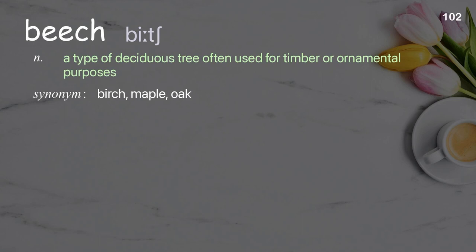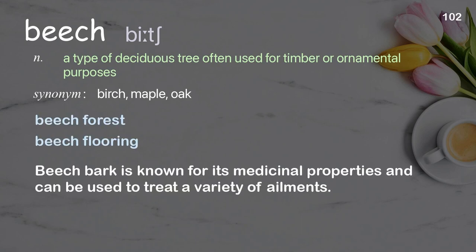Beech. A type of deciduous tree often used for timber or ornamental purposes. Examples: Beech forest. Beech flooring. Beech bark is known for its medicinal properties and can be used to treat a variety of ailments.